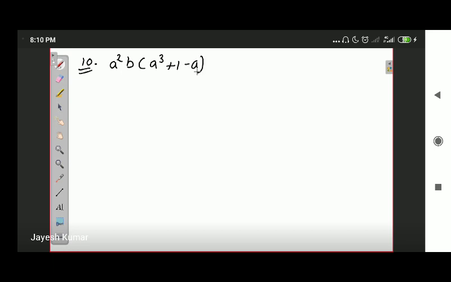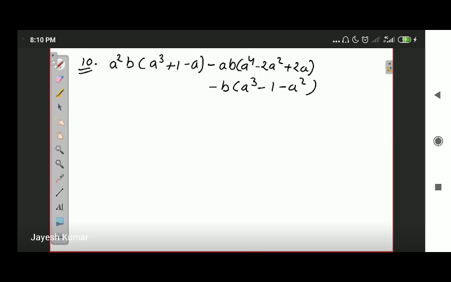minus a minus ab, a to the power 4 minus 2a square plus 2a, and finally minus b, a cube minus 1 minus a square. We had to simplify this expression, and what I did was I multiplied a square b with a cube and wrote down a to the power 4b, which is quite wrong.